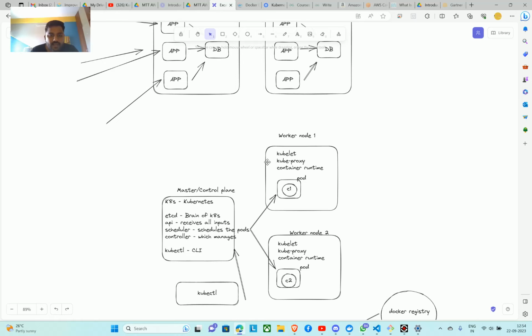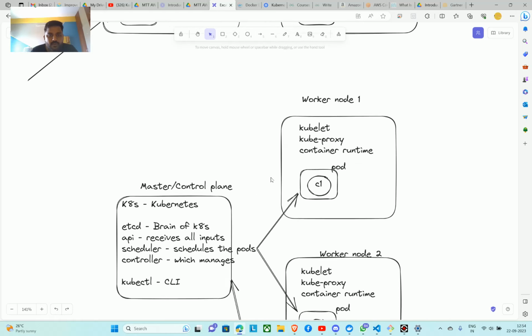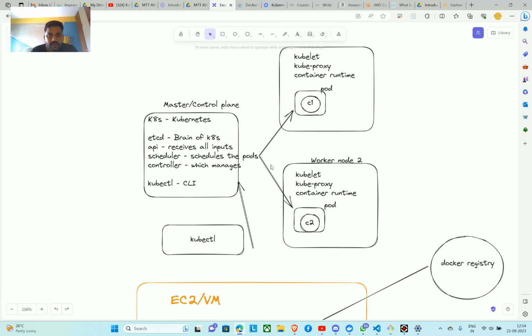Okay, so this is the high level architecture of Kubernetes. So let me maximize for you guys. Kubernetes consists of one or many master controllers. A minimum of one master or control plane should be there, and apart from that, you can have one worker node or two or many worker nodes.